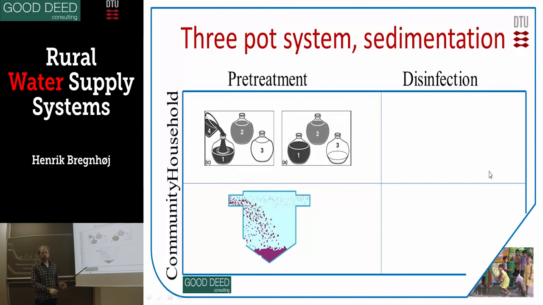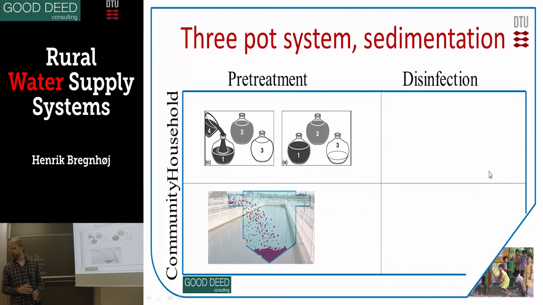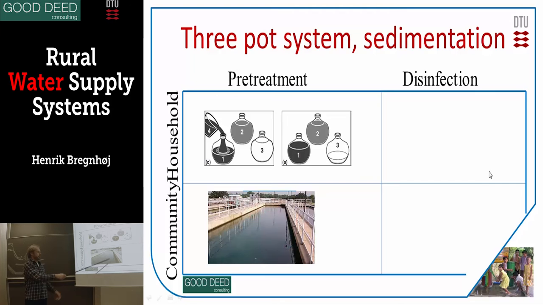In the community system, you can have a flow where the water is running into a sediment tank here. All the sediments would fall down here, and the clean water would come here. This is not so much used alone in a village, but this is from a bigger plant. What it looks like in practice here.